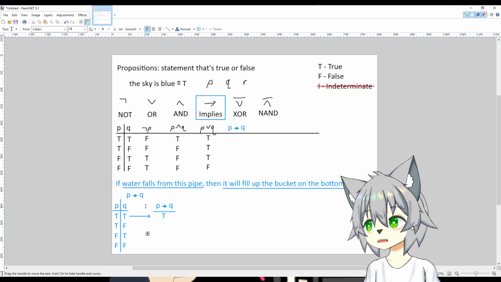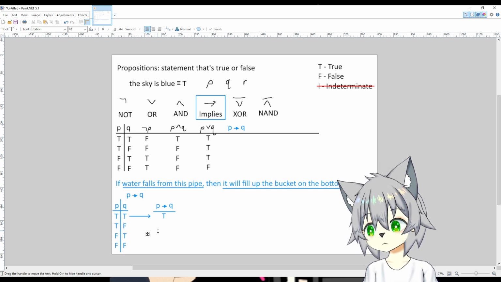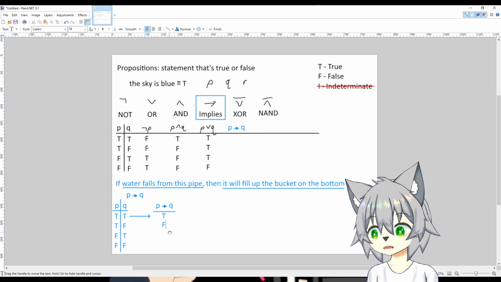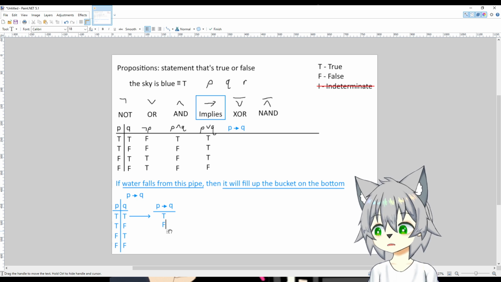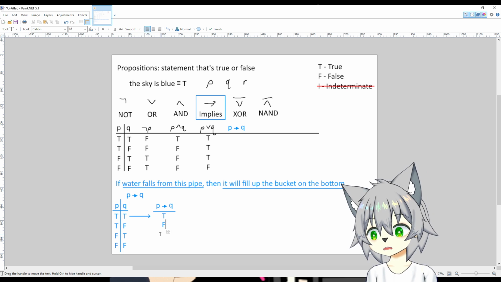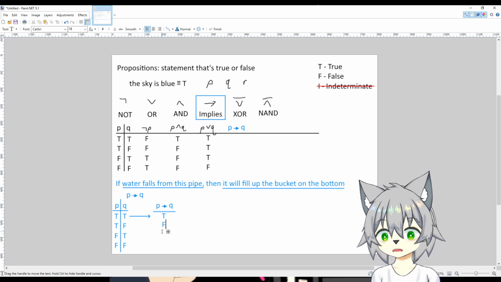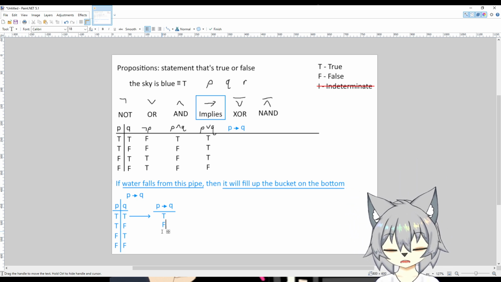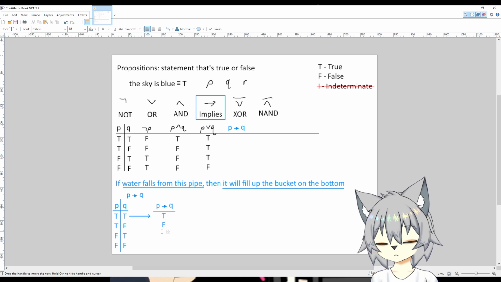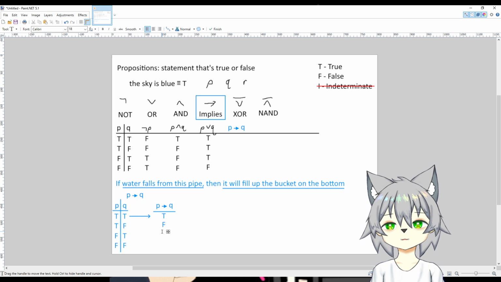But suppose the bucket on the bottom isn't full? The water's still falling, but the bucket isn't full for whatever reason. Well, then this statement is false, because P does not imply Q. Just because the water falls from the pipe doesn't mean the bucket's going to be full, because the bucket's not full. It's not sufficient for it. If water falls from this pipe, it doesn't necessarily mean that the bucket will be full.